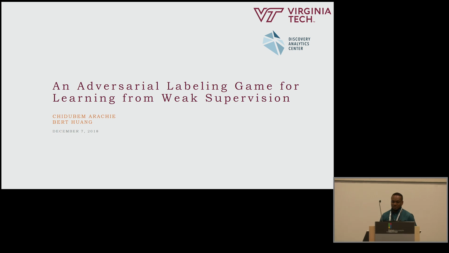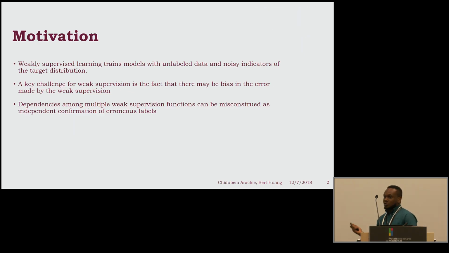Hi. In this work, we present an adversarial labeling game for learning from weak supervision. Now, what is weak supervision? Weak supervision trains models with unlabeled data and noisy indicators of the target distribution. If you've worked with weak supervision before, you know that one of the challenges is that there may be bias in the error made by the weak supervision signal. So if you train with multiple weak supervision signals that make dependent errors, this bias will be propagated into the model.